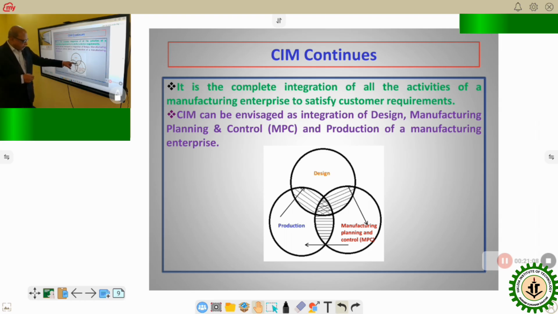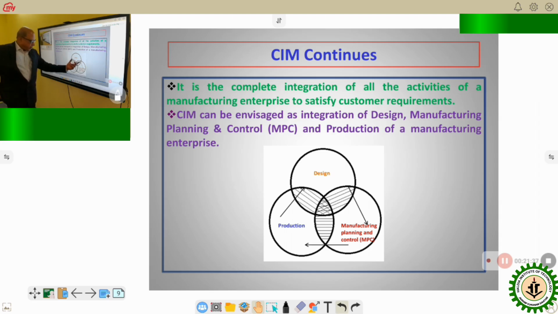So this intersection shows that computer integrated manufacturing is basically the integration of all the related activities to satisfy customer requirements. So CIM can be envisaged as an integration of broadly the design, manufacturing planning and control, that is the MPC, and production itself. This production planning and control also considers a managerial set of activities popularly known as manufacturing execution systems.